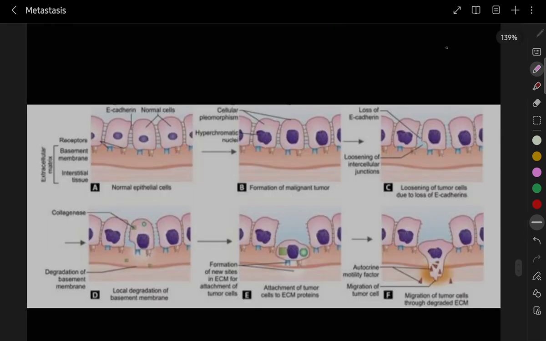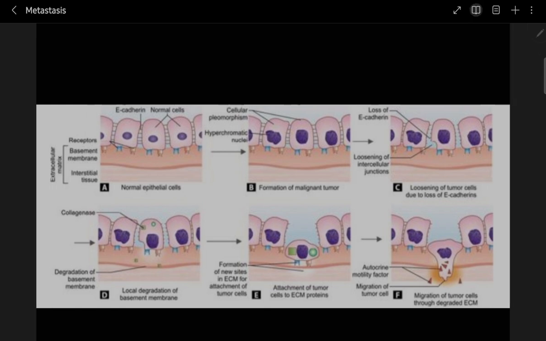Next, I have taken this diagram from Ramdas Nayak. Diagram A is telling us about the normal epithelial cells. These are normal cells, with E-cadherin in between them, and at the basal surface there are receptors in the basement membrane. Obviously there are the integrin receptors, and next is the interstitial tissue.